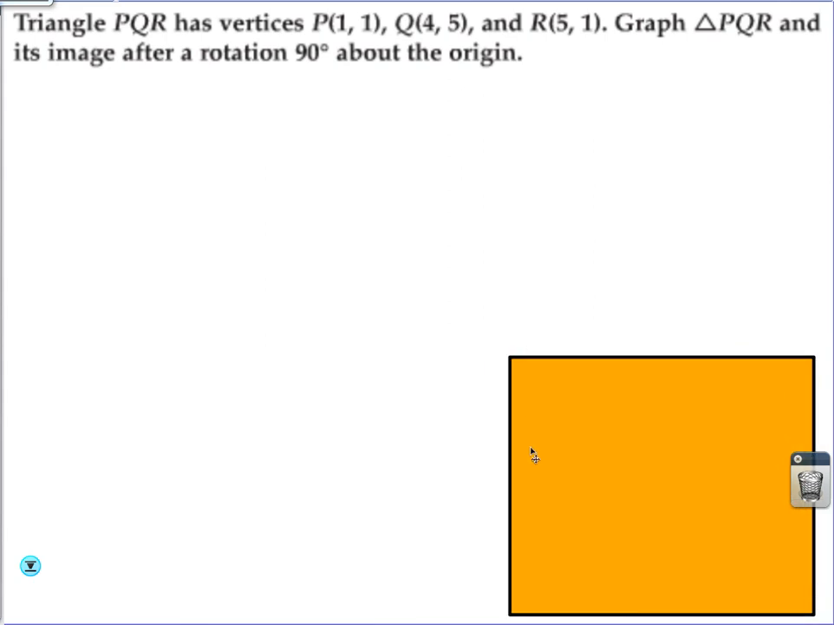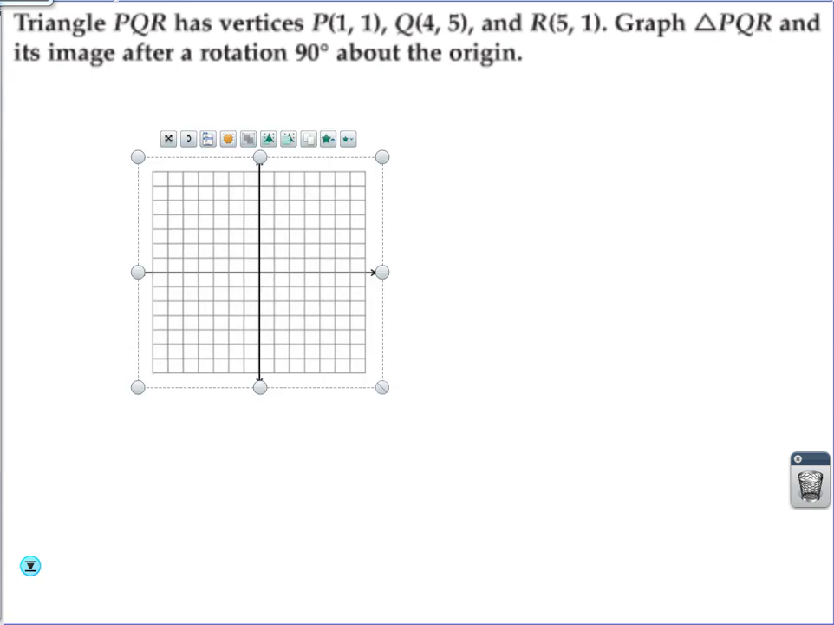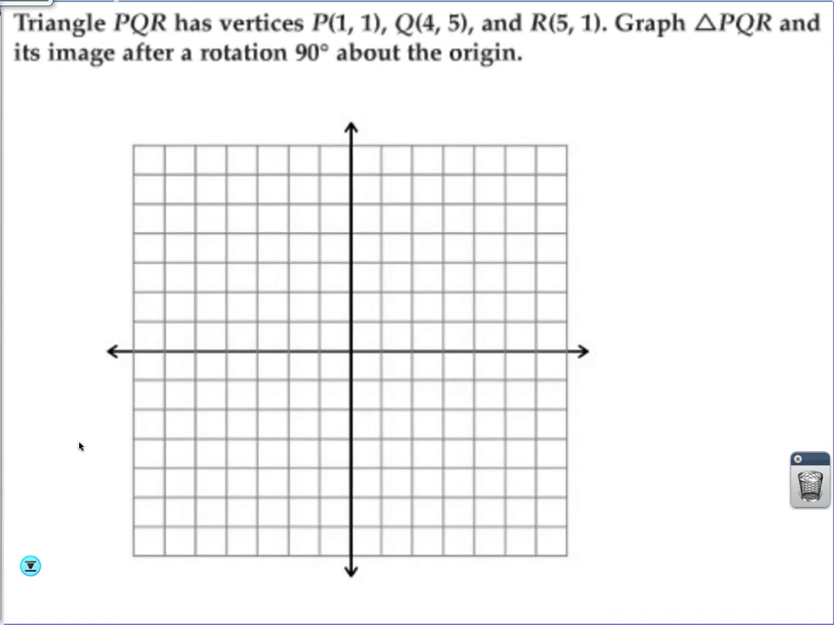Let's graph it. Actually, let's just do it all on our own. Give me some graph paper. Here's some. So we have the triangle (1, 1), (4, 5), and (5, 1). Triangle PQR. Now we want to perform a transformation.